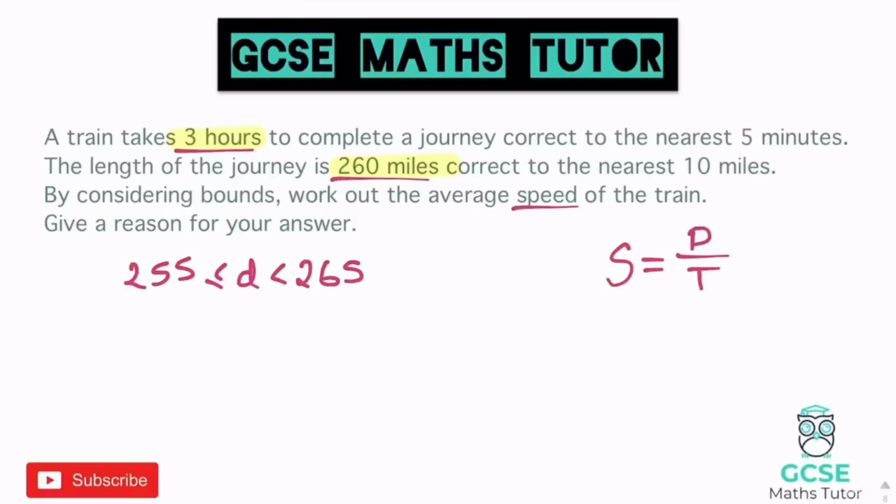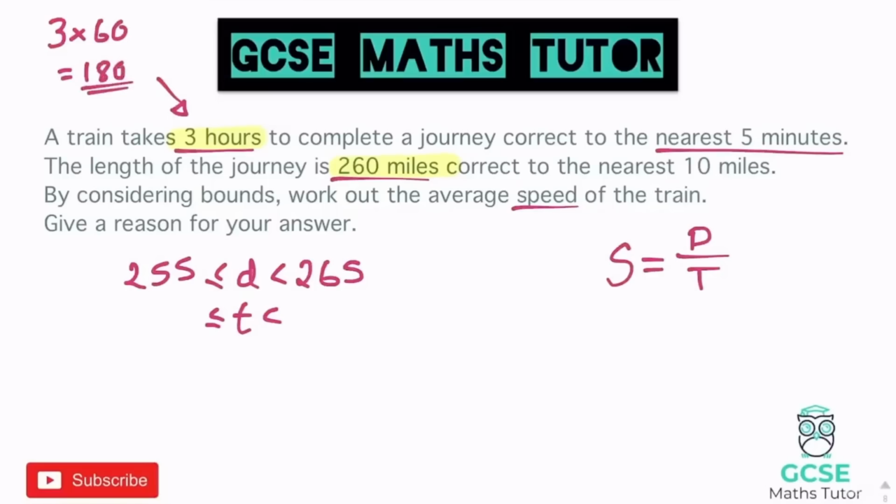Now I'm going to have a look at the error interval for the time. Now this is quite a nasty one here, okay, because it's given us the time in hours and it's given us the error interval in minutes, and it says the nearest 5 minutes. So in order to get this, let's turn 3 hours into minutes. So 3 hours into minutes is 3 times 60, 60 minutes in an hour, which is 180 minutes. So the time it takes is 180 minutes.